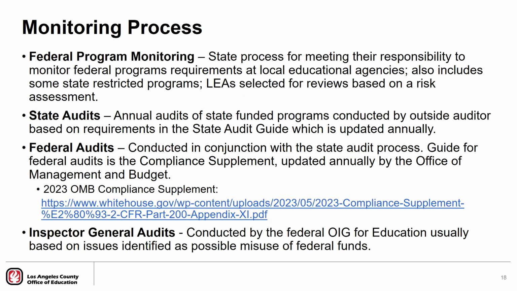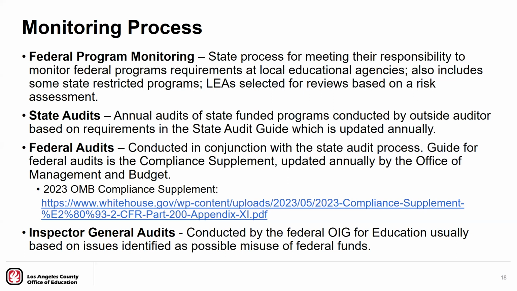So remember I said earlier that there are strings attached to the money. And so how does the state and federal government assure that there is no waste, fraud, or abuse happening? It's through the monitoring process. Here are some ways that you will be providing evidence when you participate in any of these monitoring activities.